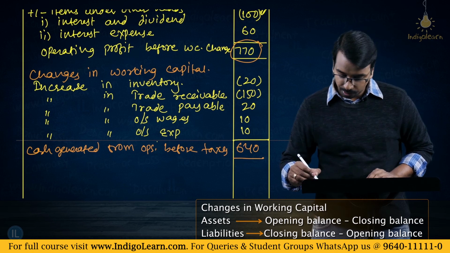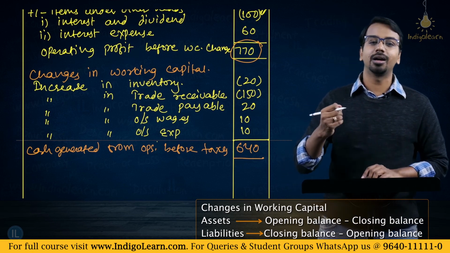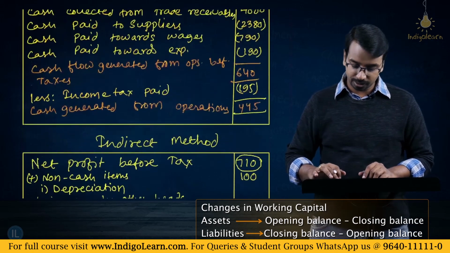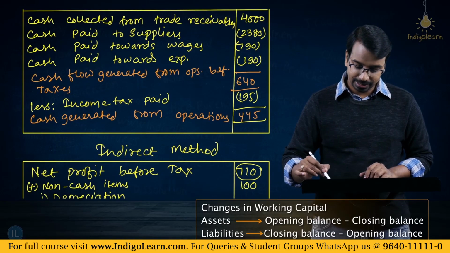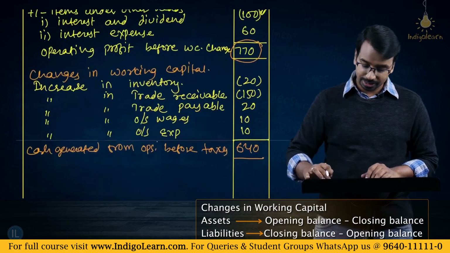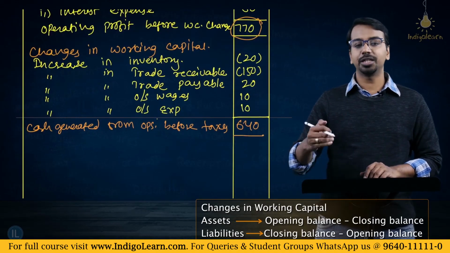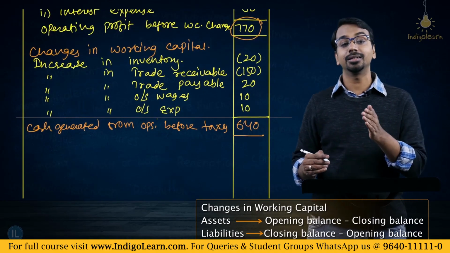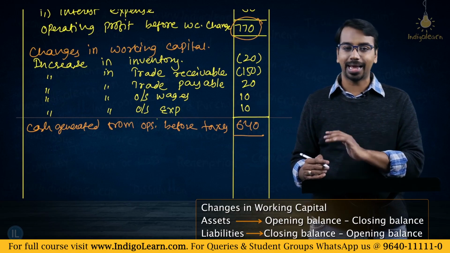Now let's see whether this number of 640 matches with our earlier working. So if you go back to the earlier working, even here we had 640. So this number very well matches, right? Then after this we have to do the tax adjustment and get the cash flow from operating activities.